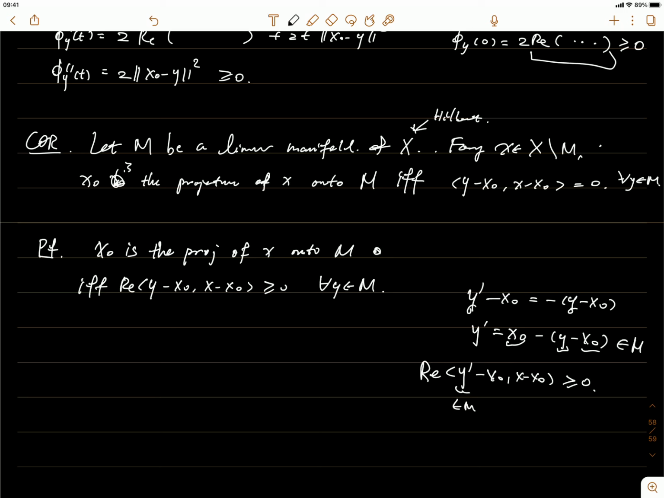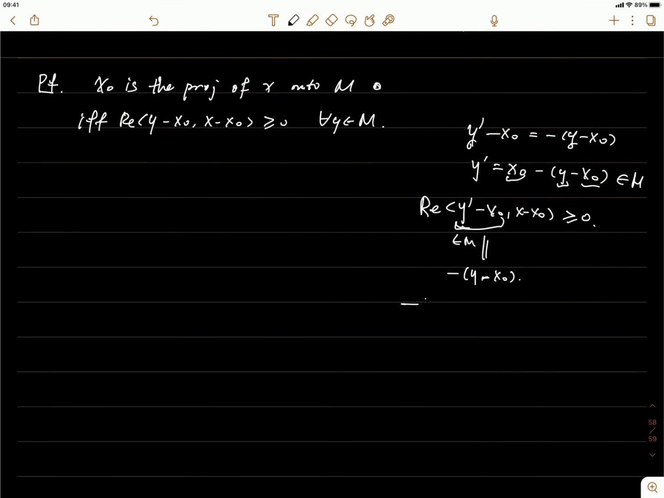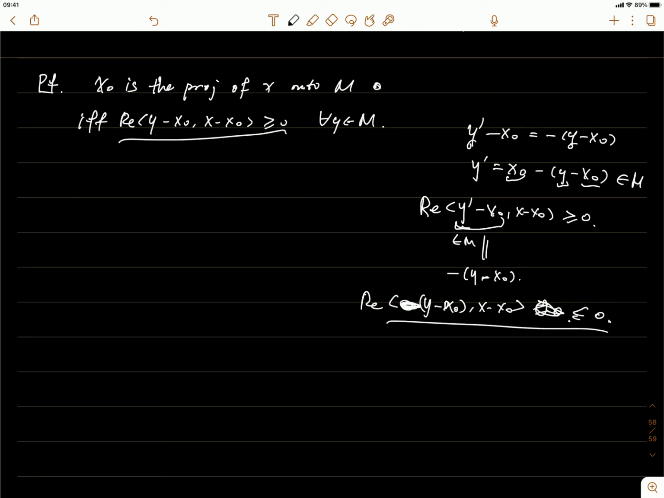But on the other hand, we know y prime minus x naught is equal to the negative of y minus x naught. So the real part of the negative y minus x naught, x minus x naught, is also greater than or equal to 0. So that means if we remove the negative, this should be less than or equal to 0. We just showed that this is greater than or equal to 0, but on the other hand, it's less than or equal to 0, and that means the real part of this is equal to 0. Okay, and similarly, we can show that the imaginary part of this is equal to 0 by choosing, say, i times that.